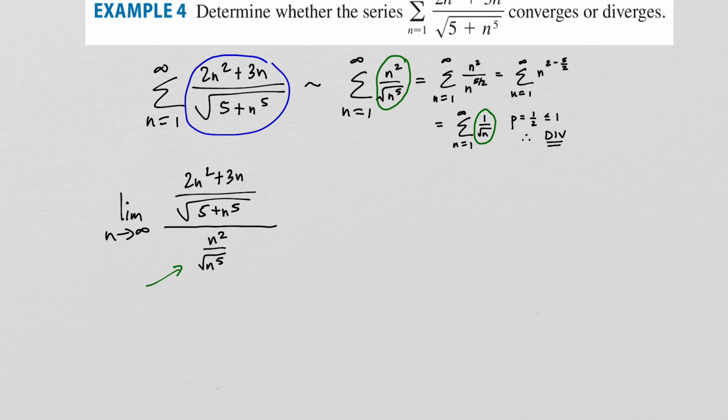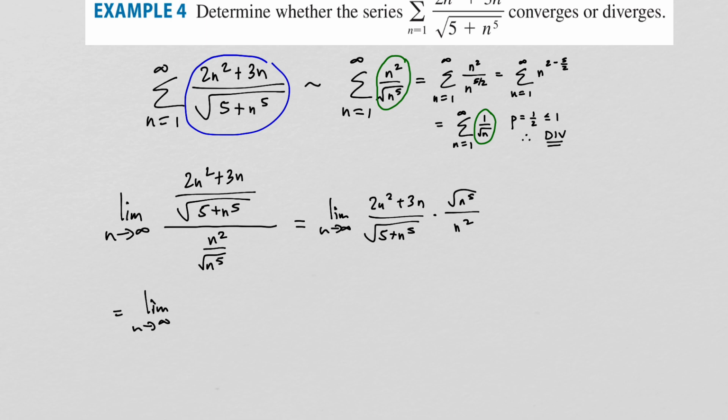when you bring these together. So this is going to be the limit as n goes to infinity, 2n squared plus 3n over the square root of 5 plus n to the fifth. We're going to multiply by the reciprocal, square root of n to the fifth over n squared. And then we're going to rewrite this by grouping these two terms together.